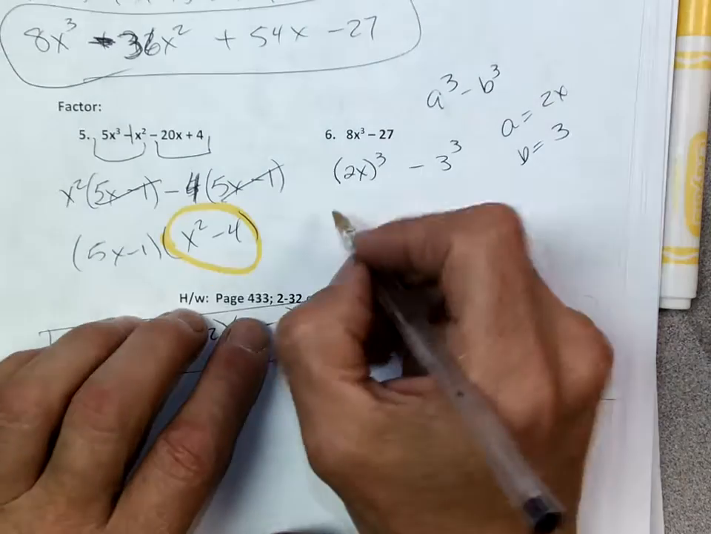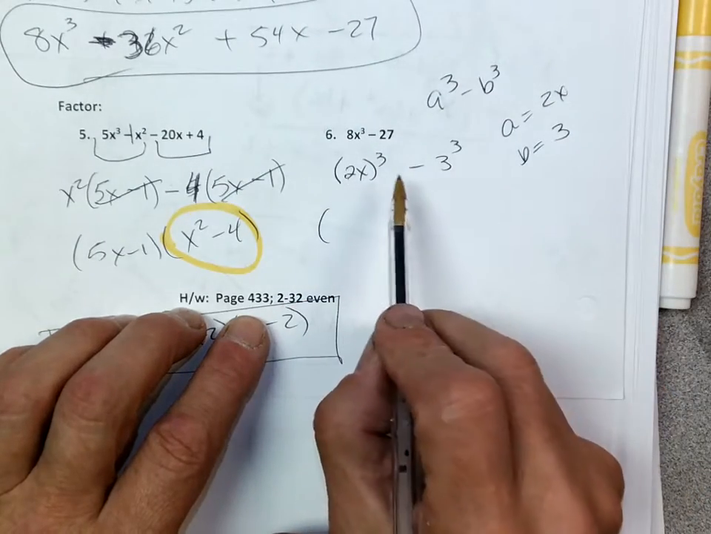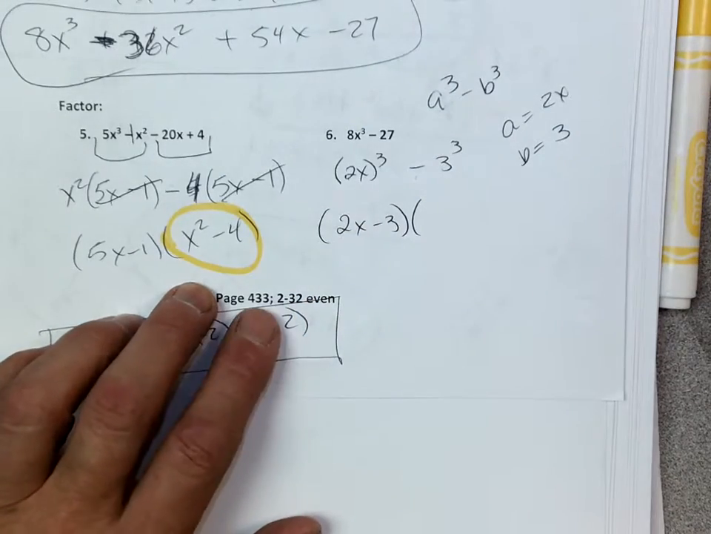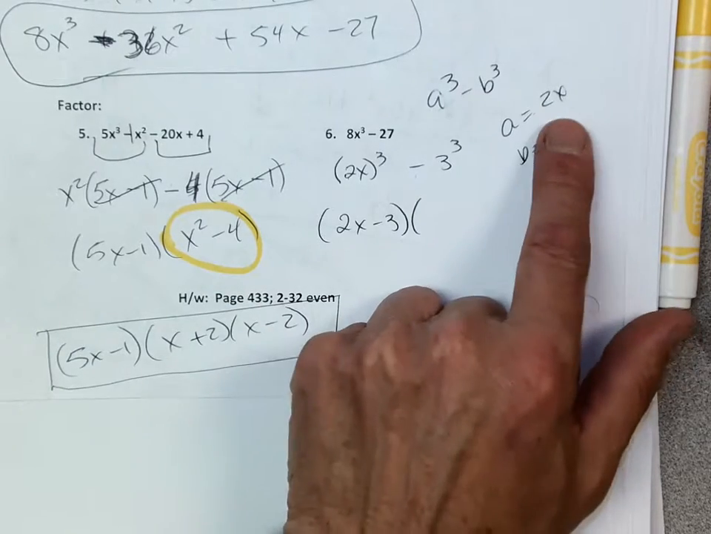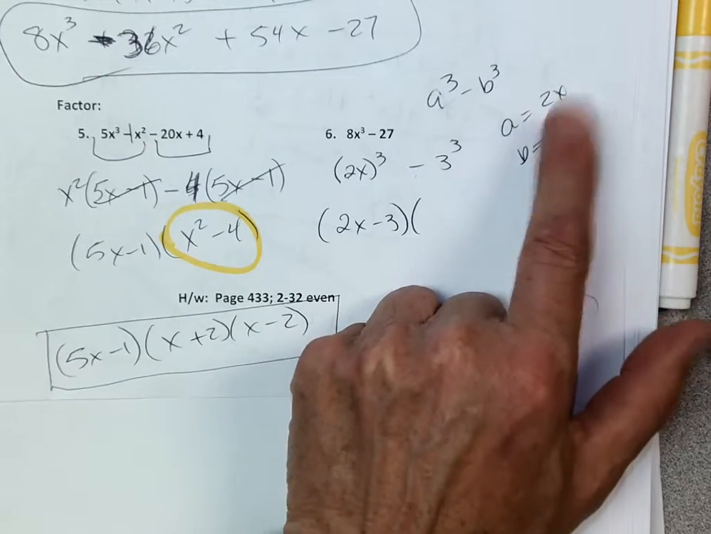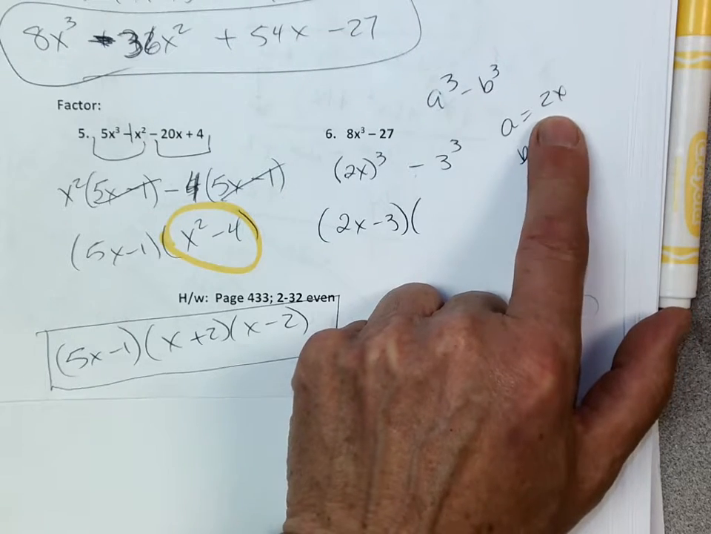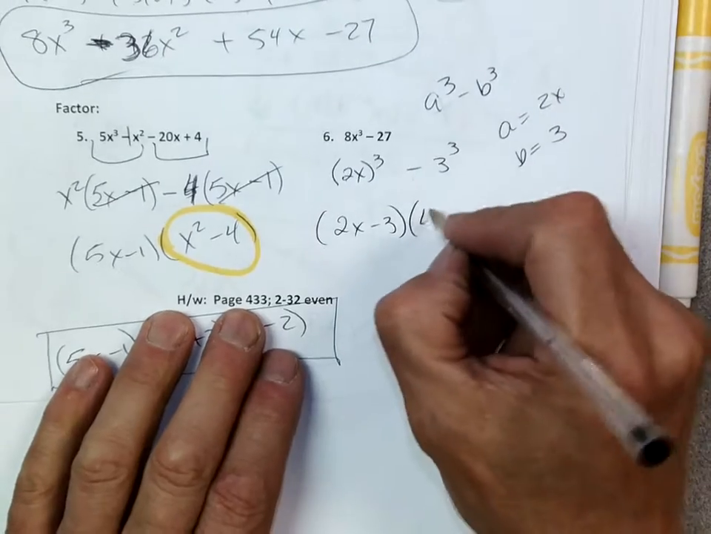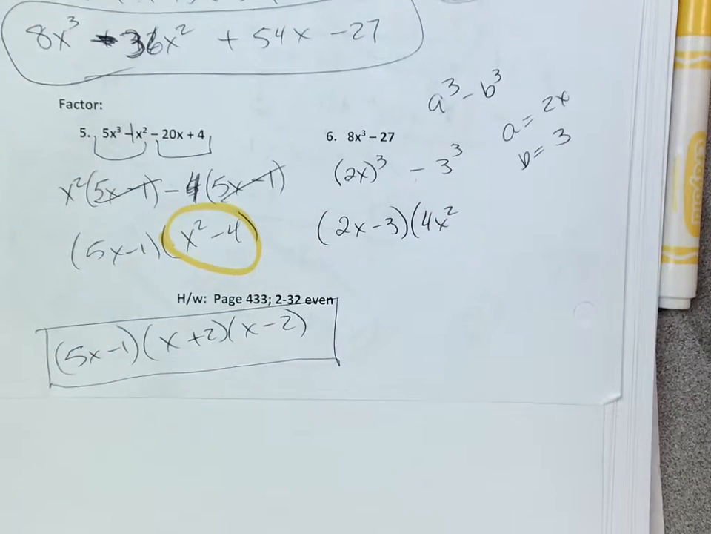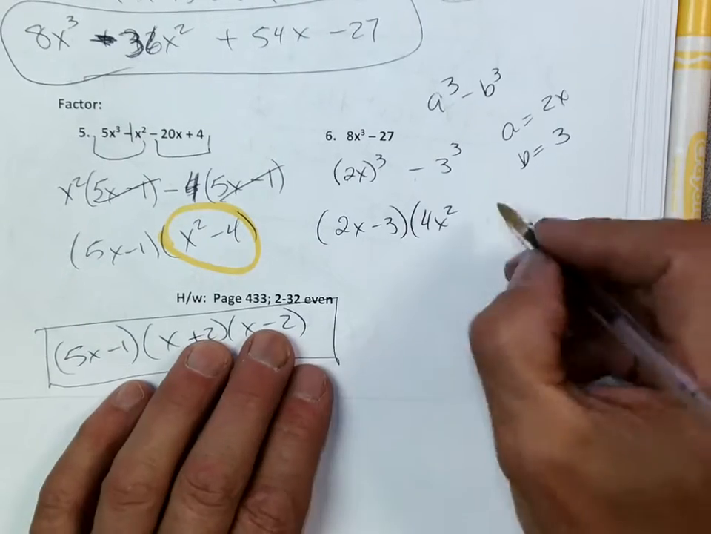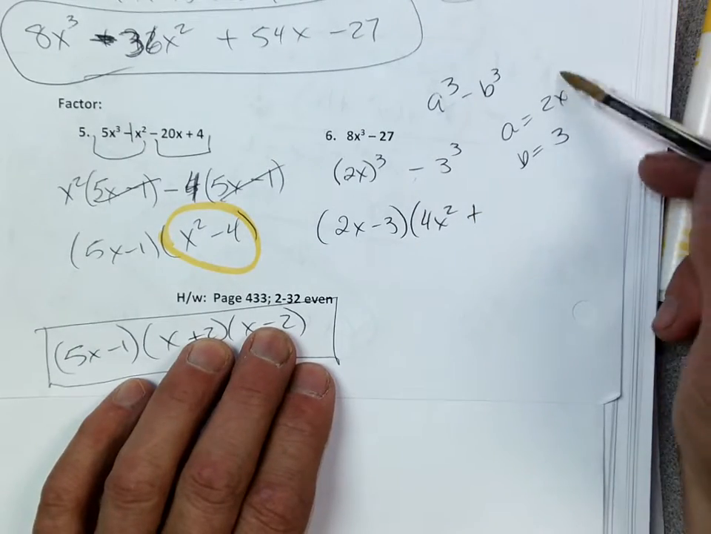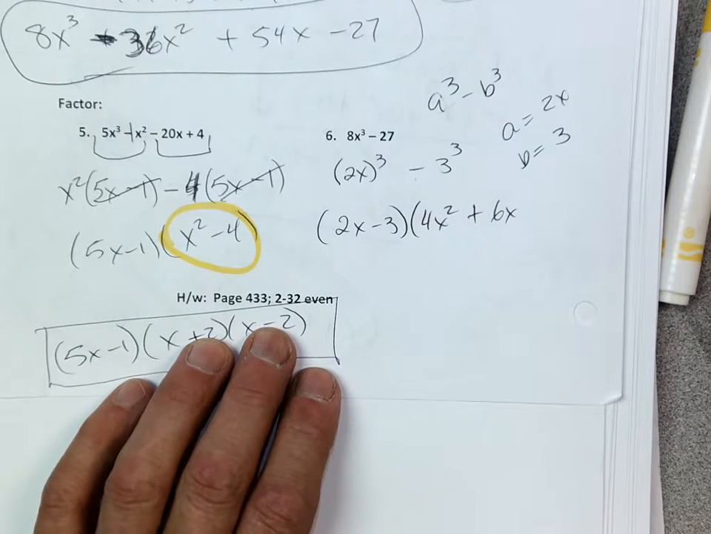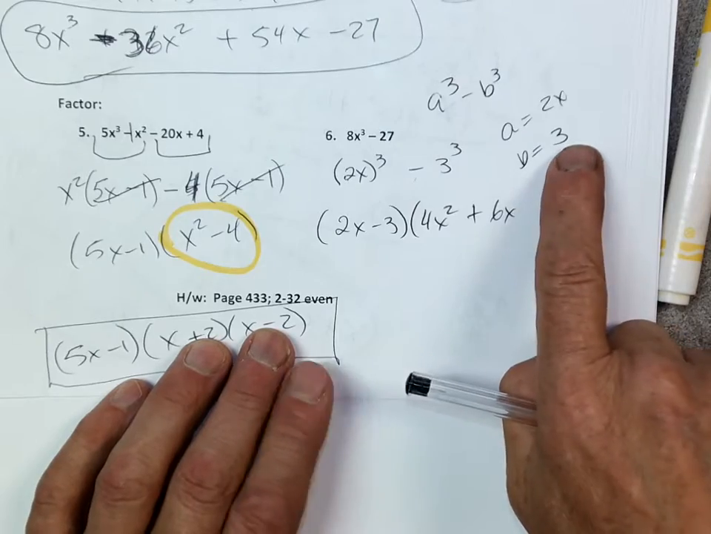I'm going to go my 2x minus 3 times, we're going to use this one, right? So a squared, what's that squared? 4x squared, right? So 4x squared, it's all good. And then we're going to go plus a times b, so that's these two, multiply. What do these two make? 6x. And then plus b squared. So we're going to square the 3. 3 squared is plus 9.